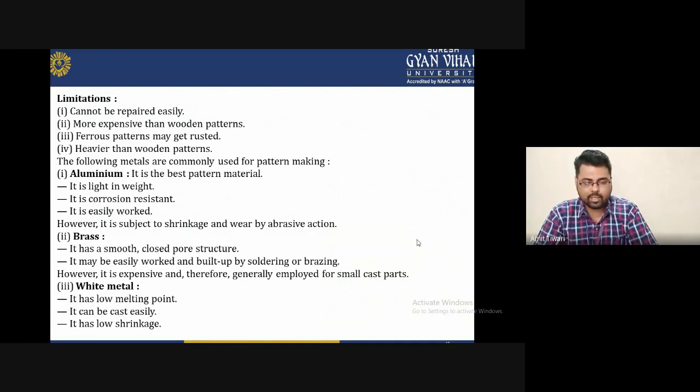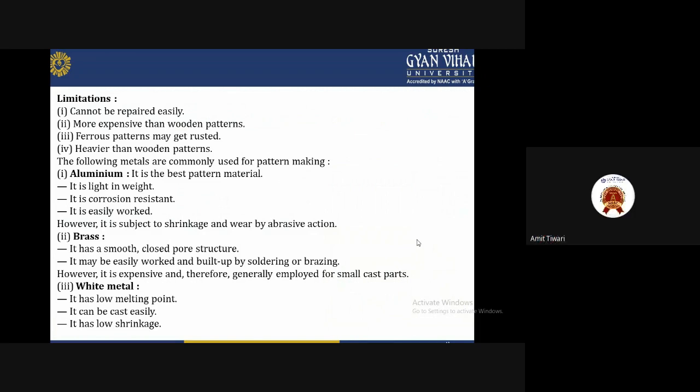The second material is brass. It has a smooth and closed pore structure. Secondly, it may be easily worked and built up by soldering or brazing. However, it is expensive and therefore generally employed for small cast parts. So these are some advantages of brass.